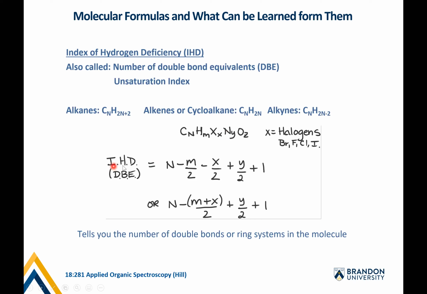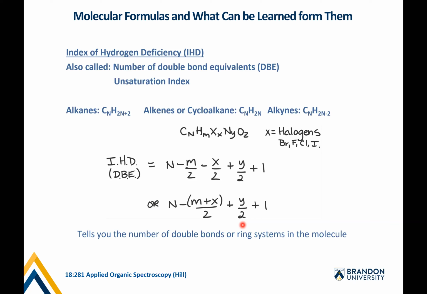You can calculate the index of hydrogen deficiency by just starting with the number of carbons and subtracting half the number of hydrogens, half the number of halogens. You add half for each nitrogen plus 1 at the end. Here's another simplified version of the formula. And this will tell you the number of double bonds in the system or the number of rings. And this information is again going to help you determine which functional groups are actually possible within your molecule.